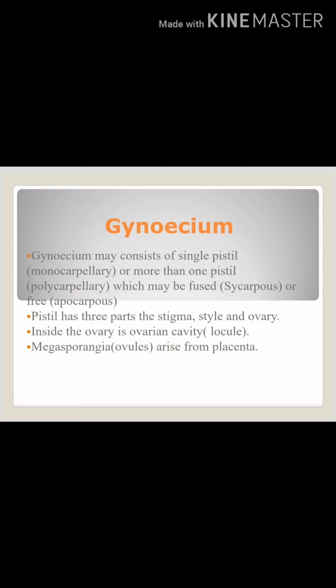Pistil mainly has three parts: the stigma, style and ovary. Inside the ovary, the ovarian cavity is present. It is also called a locule, and it contains the megasporangia, meaning ovules. They arise from the placenta and take part in the fusion process during fertilization.